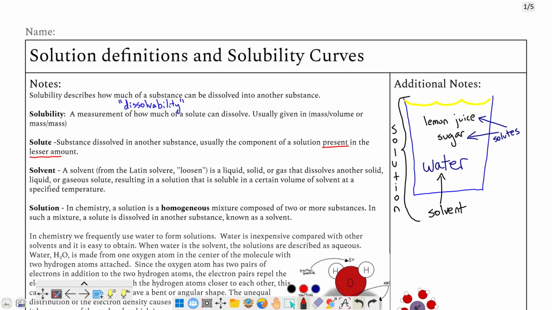Now, water is the solvent in our lemonade example, but water is often going to be the thing that forms a solution, because water is cheap, it's easy to obtain, and it has a property that lets it dissolve lots and lots of different substances. Now, when water is the solvent, the solutions are described as aqueous. That's definitely a term you need to know. Let me slide my notes up.